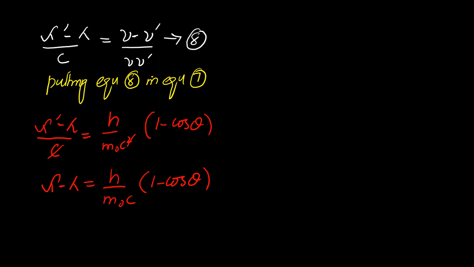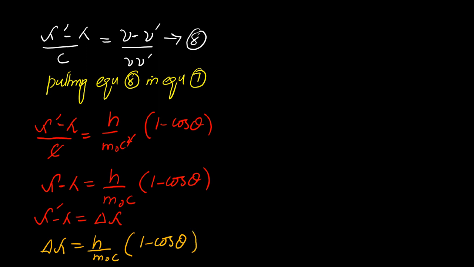As you know that lambda prime minus lambda is the Compton shift in wavelength. So we can write this equation as Compton shift in wavelength is equal to h divided by m naught c into 1 minus cos of theta. So this is the equation for the Compton shift in wavelength.